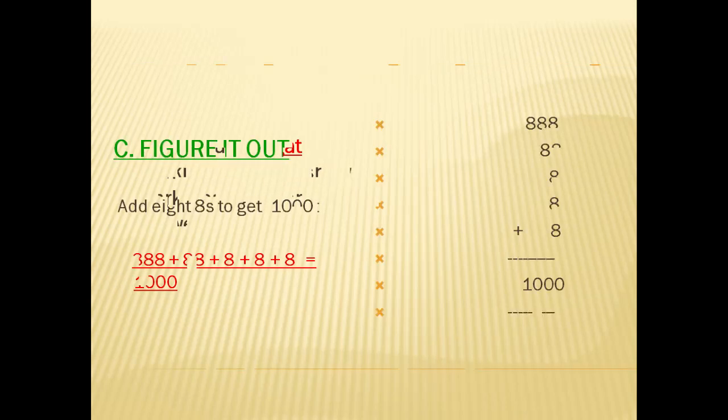Okay, next C part, figure it out. First question is, add 8 eights to get 1000. So what will be the answer? 888 plus 88 plus 8 plus 8 plus 8. That's the answer.